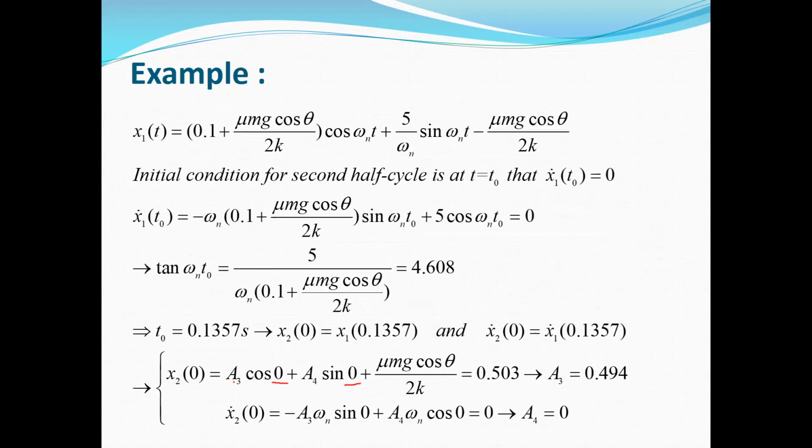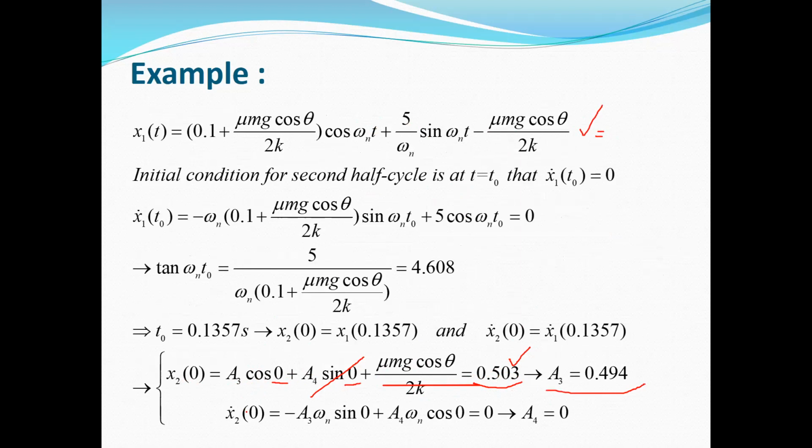So we can solve this equation: A3 times cosine 0, the sine term is 0, and here we will have a constant value. It must be equal to this term, 0.503. When you substitute t equal to 0.1357 in this equation, you can obtain that x1 is equal to this value, 0.503. And from this equation, you can obtain A3.